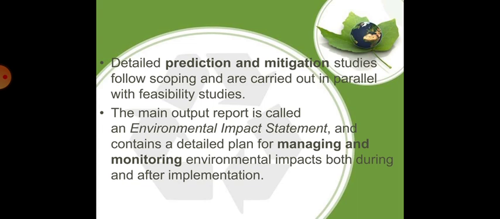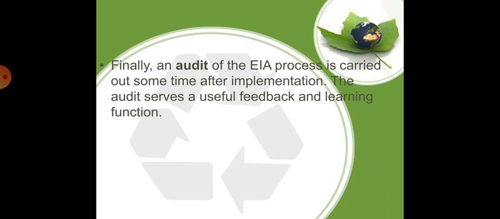The main output report is called an environmental impact statement and contains a detailed plan for managing and monitoring environmental impacts both during and after implementation. Finally, an audit of the EIA process is carried out some time after implementation. The audit serves a useful feedback and learning function.